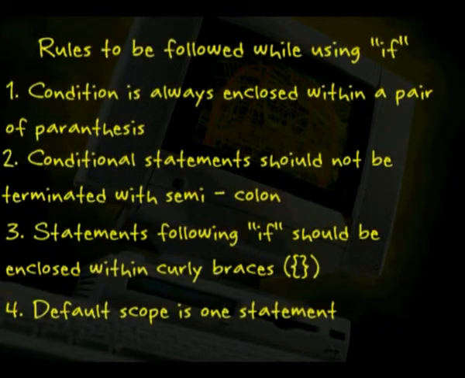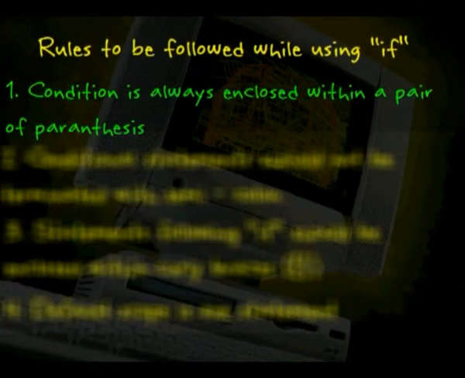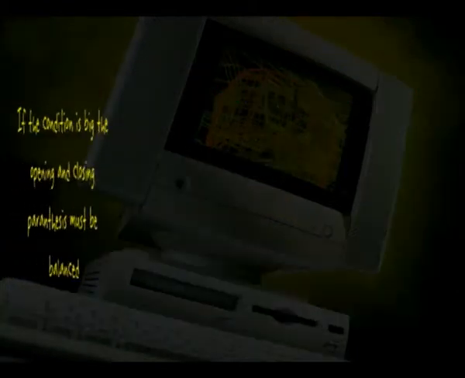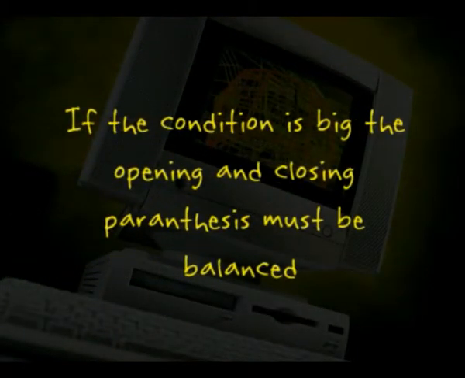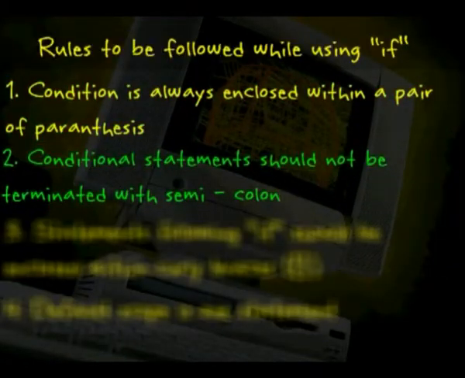Now we will see in detail the rules that are to be followed when we are using the if construct. The condition, as I mentioned, is always enclosed within a pair of parentheses, and we have to make sure that if the condition is big, the opening and closing parentheses must be balanced, and the conditional statement should not be terminated with a semicolon. We have seen in the programming rules that every statement in C should be terminated with a semicolon. So these are exceptions, because here we are evaluating a condition and based on that taking a set of actions. That particular conditional statement should not have a semicolon.